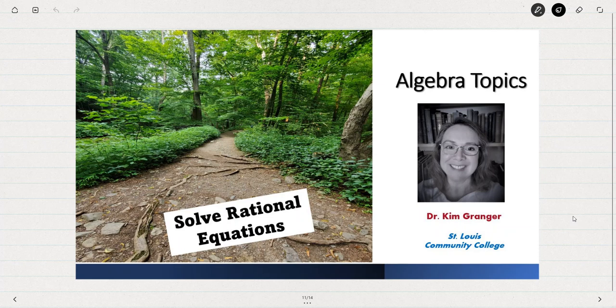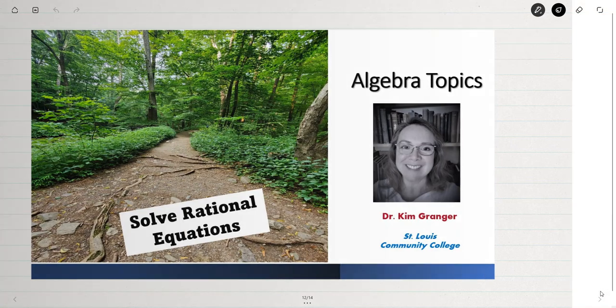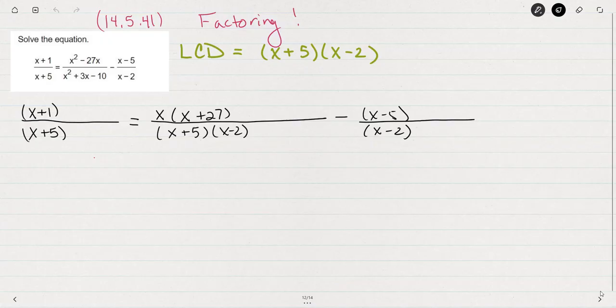In this algebra topic video, I will walk through the example of solving a rational equation, and I'm going to do this same one problem twice with two different methods. After that, I'll leave it to you to decide which of those two methods makes the most sense to you and which you want to use going forward. Here's the first method.